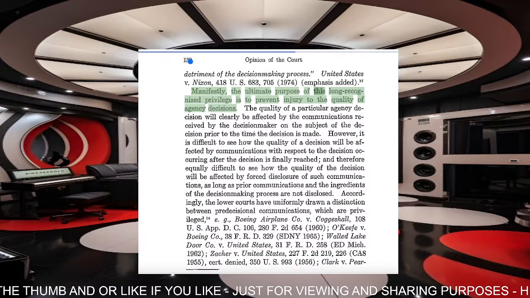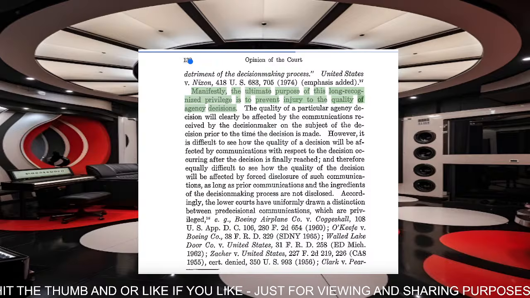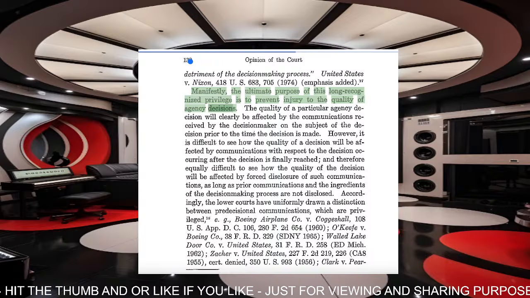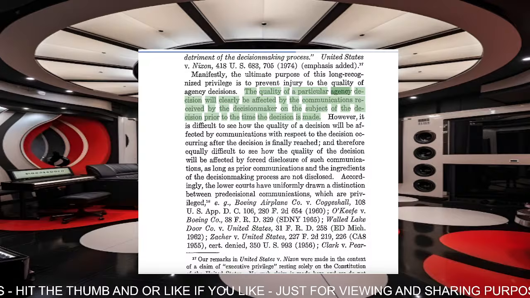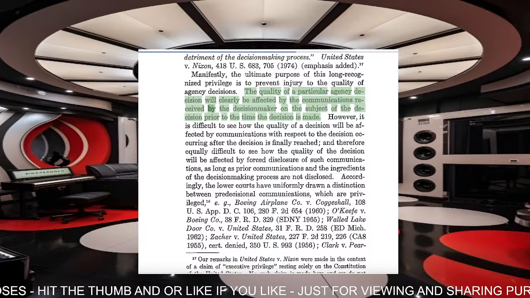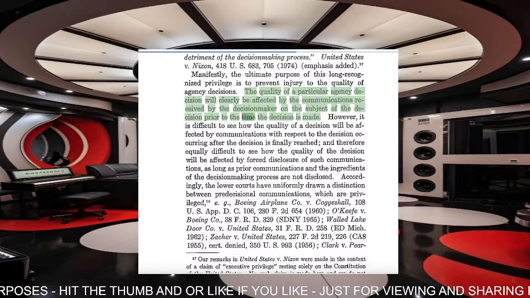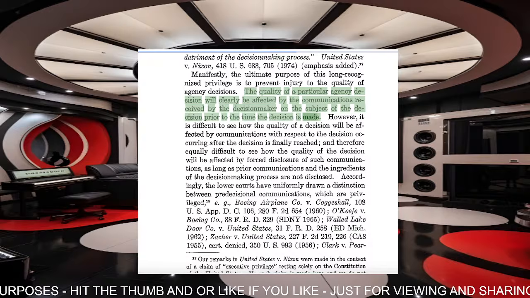Manifestly, the ultimate purpose of this long-recognized privilege is to prevent injury to the quality of agency decisions. The quality of a particular agency decision will clearly be affected by the communications received by the decision-maker on the subject of the decision prior to the time the decision is made.